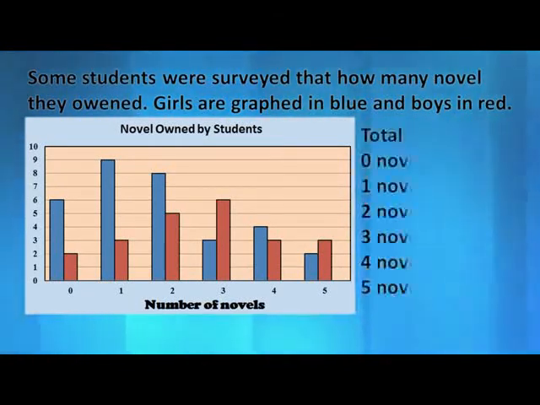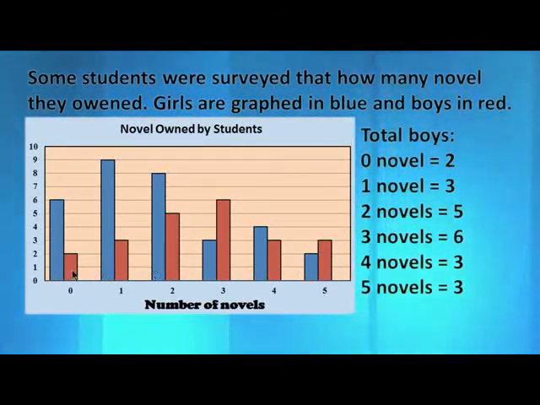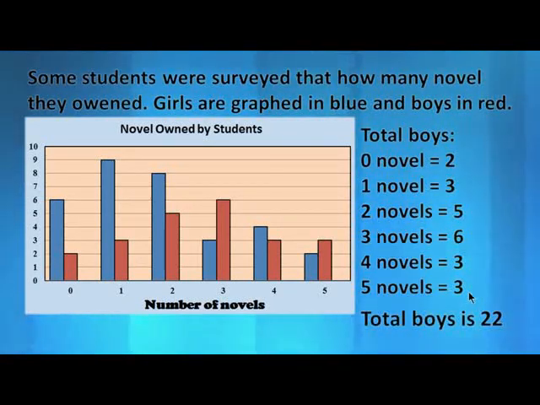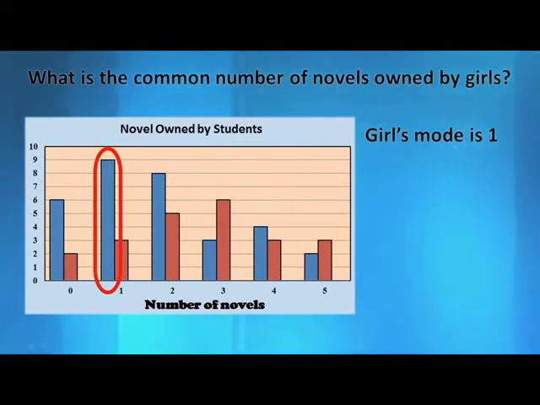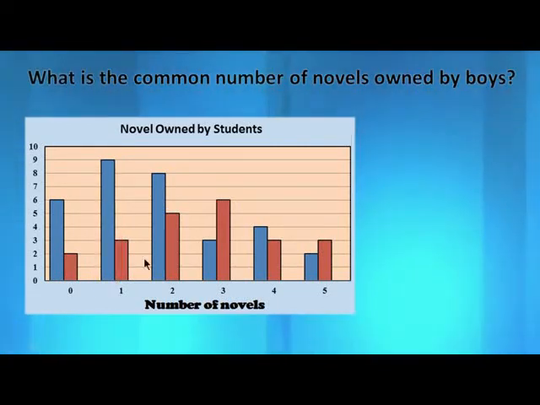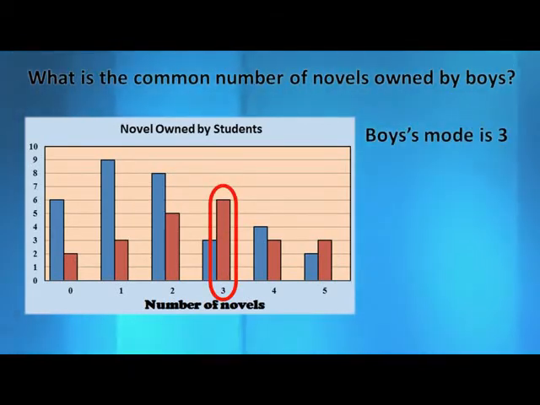How about the boys? You pay attention to the red bar because the boys are represented in red. So the total boys, you add all these numbers together, you will get 22. Now, what is the common number of novels owned by girls? As you can see, the highest bar for the girls is 9. It's actually at 1. So, the girls' mode is 1. How about the boys? As you can see, boys are represented by the red bar. This is the highest red bar. So, the boys' mode is actually 3.